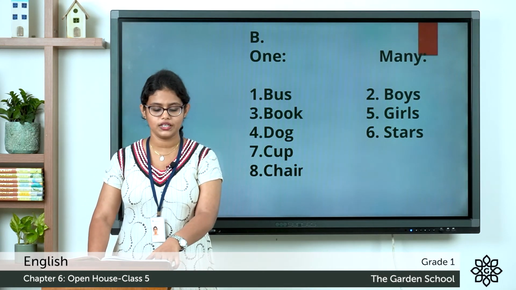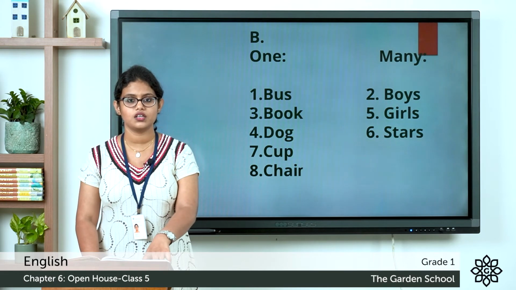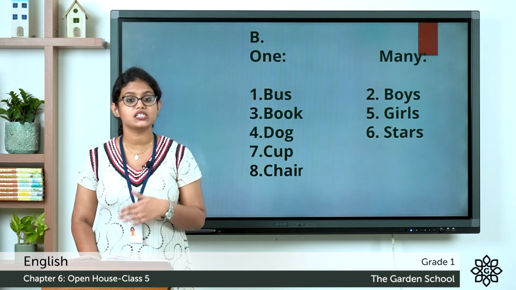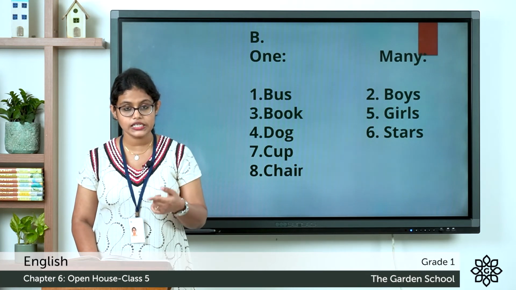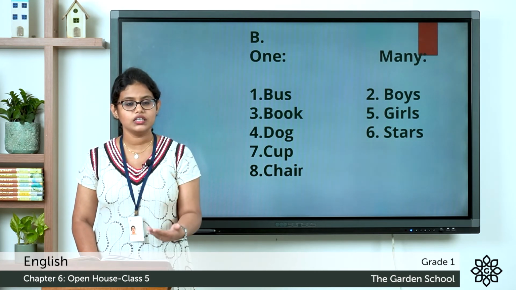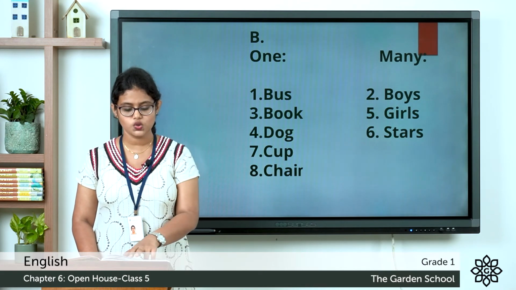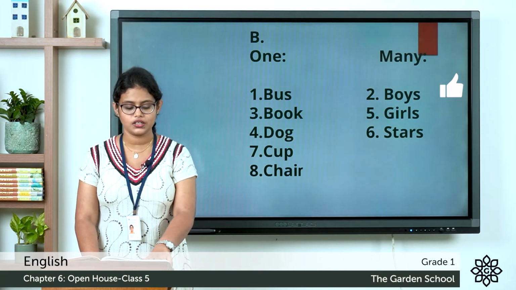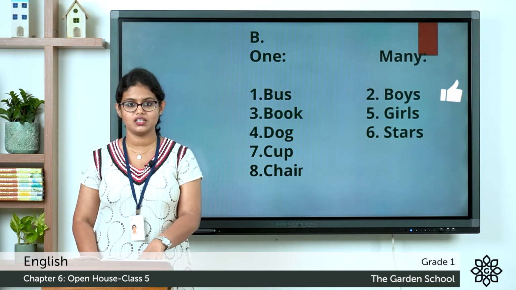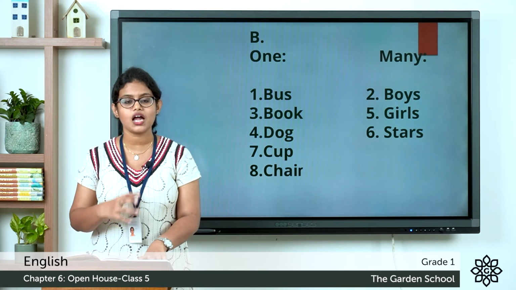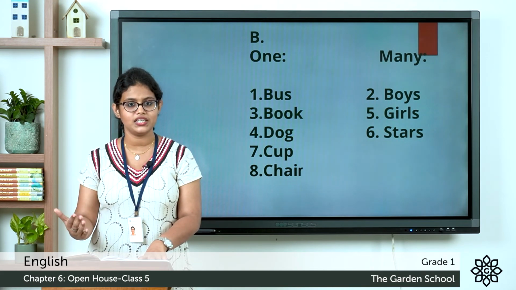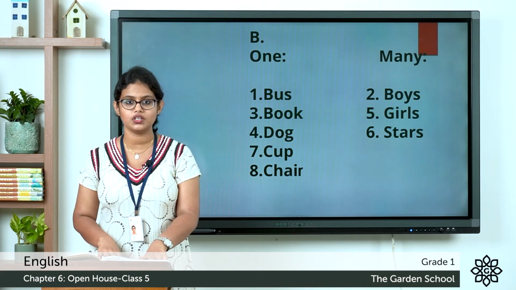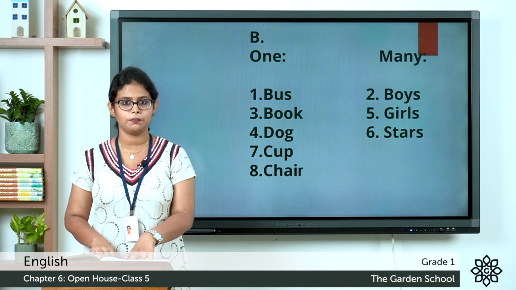What about the fifth one? The girls are singing. Which is the naming word here? Girls. So, is it 1 or many? It is more than 1. You can see S at the end of the word girl. So, it is more than 1. So it is many. So you can write there M. What about the sixth one? The stars are shining. So the naming word here is stars. So is it one or many? It is more than one. So that is why we add S at the end of the word. So you can write there M.